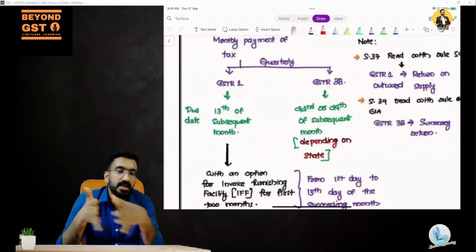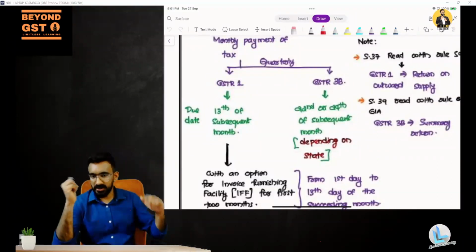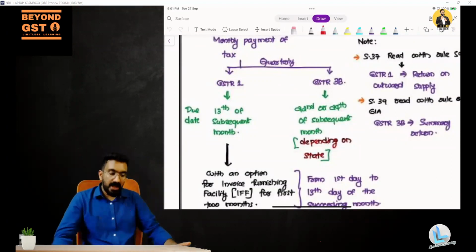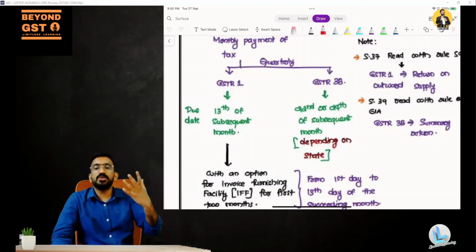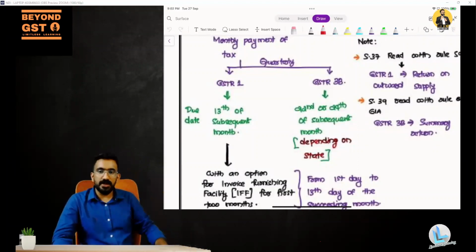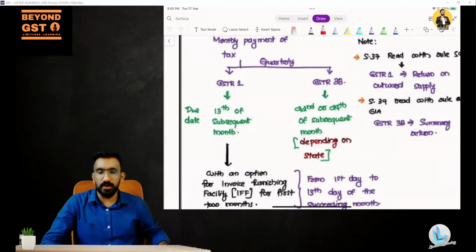3B also, I can make the payment 22nd of subsequent month from the end of the quarter or 24th, depending upon the state. Now, which means if I have an invoice in July, I will upload it only in the month of October, right? So my customer, if he is a registered person and he wants to take credit, he's in a disadvantage. Reason, I gave him an invoice in July, but when can he take the credit? Only in October, because I did not upload this information in July or August.